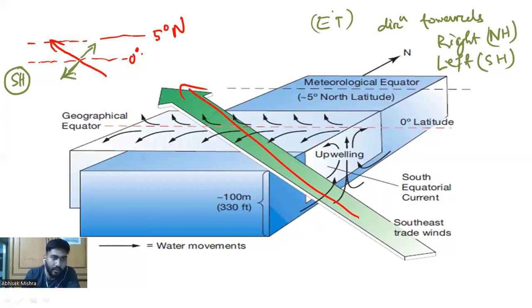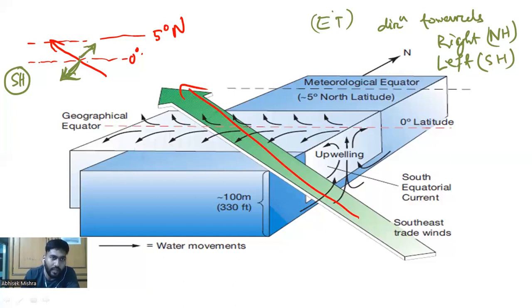Yes or no? The surface water which is in the southern hemisphere region will move towards left with respect to the wind because of Ekman's transport mechanism. And in the northern hemisphere, just above 0 degree latitude, the ocean surface water will move towards right with respect to the wind.